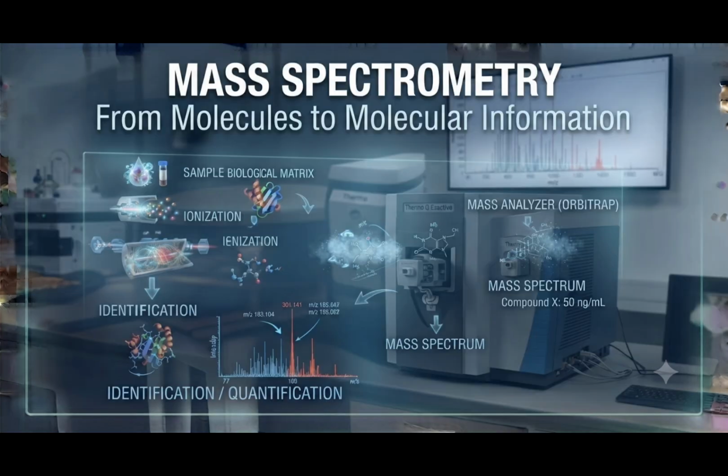Mass spectrometry transforms chemical information into measurable mass to charge information. From ionization to detection, every stage contributes to the final mass spectrum. Its combination of sensitivity, selectivity, and structural information makes mass spectrometry one of the most powerful analytical technologies used in modern science and pharmaceutical analysis.